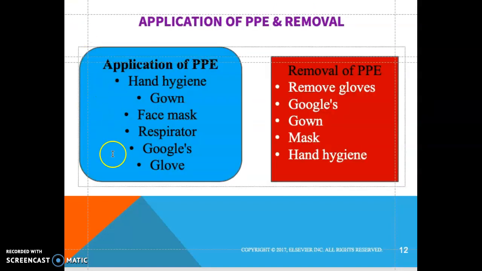So here is another slide about the application. If you look at the application process, the first is hand hygiene, then gown, then your face mask, then your respirator, then your goggles, and then your gloves.